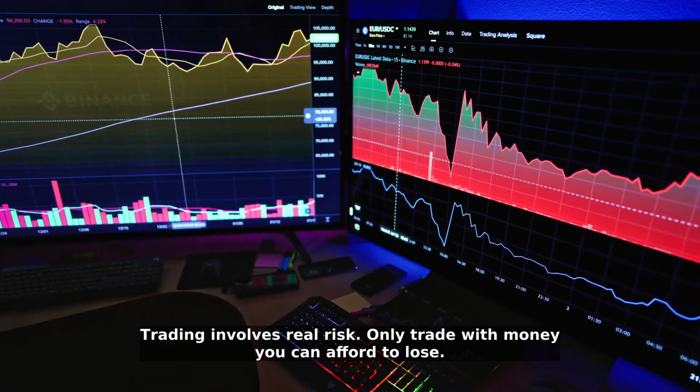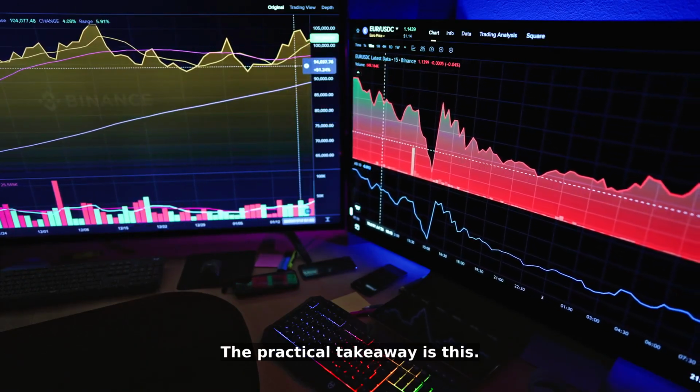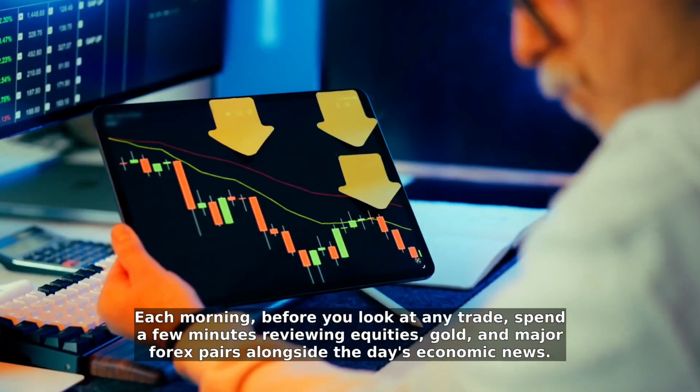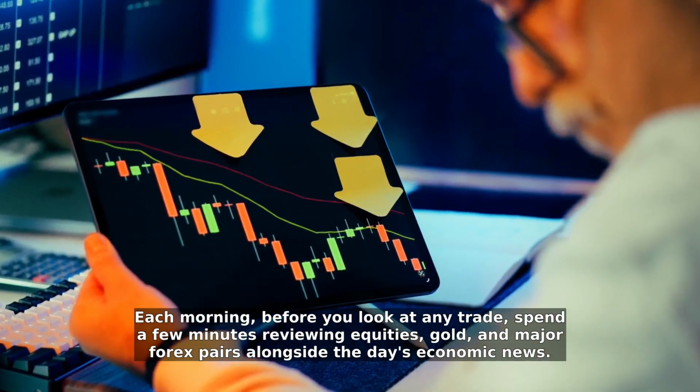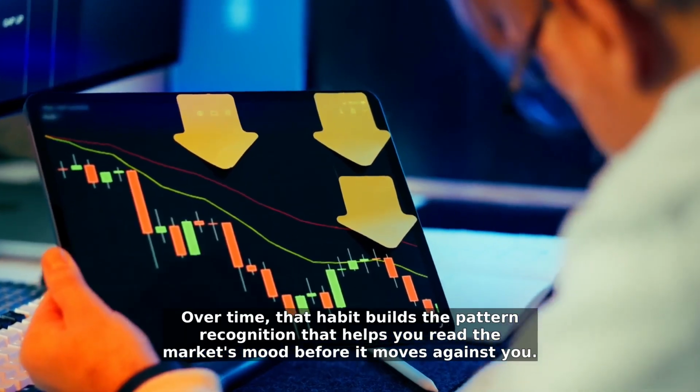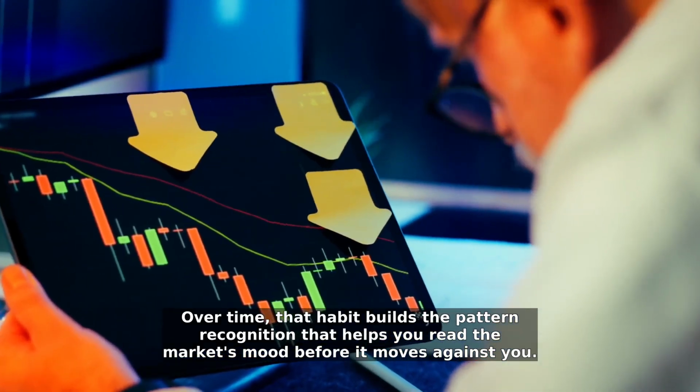Also, be careful during fast-moving risk-off events. Spreads can widen, price swings can become extreme, and impulsive reactions often lead to poor entries and larger losses than expected. Trading involves real risk. Only trade with money you can afford to lose.